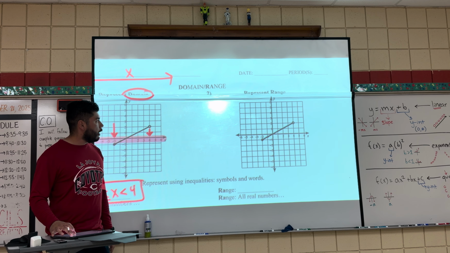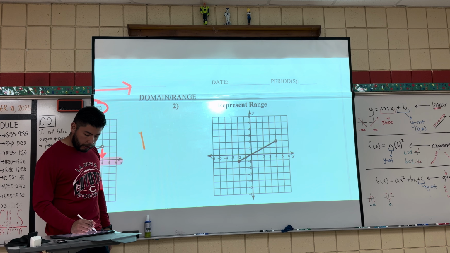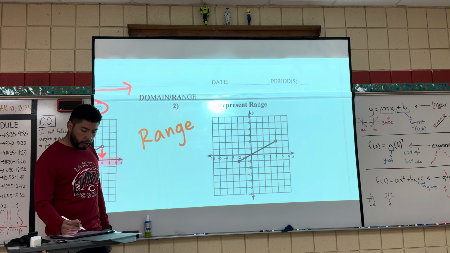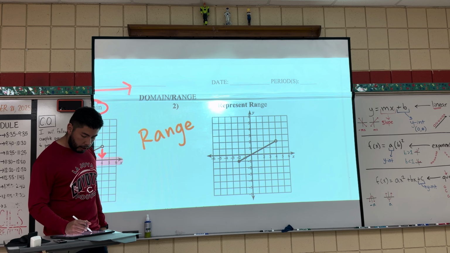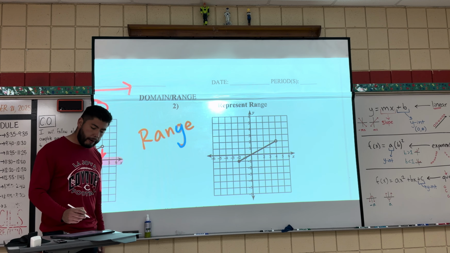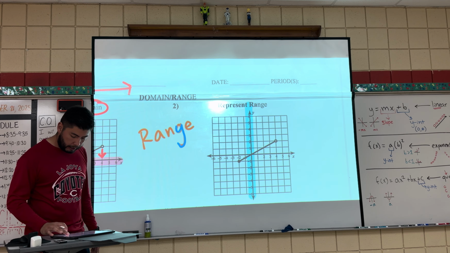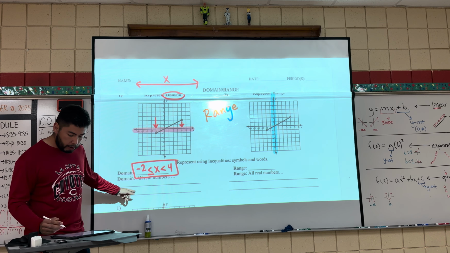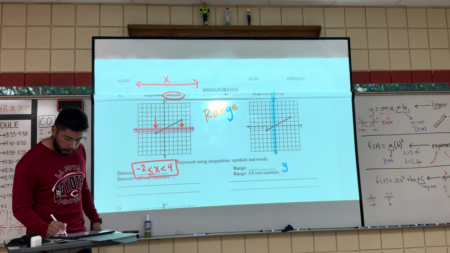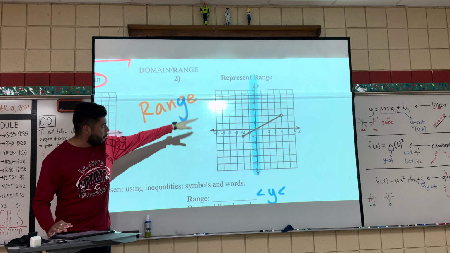Okay? So let's look for range. Range, think of the word and just write down range. And in the word range, I could find the y. There it is. So for range, I'm only going to look at the numbers up and down. Because we know range is y, so I put it right here.